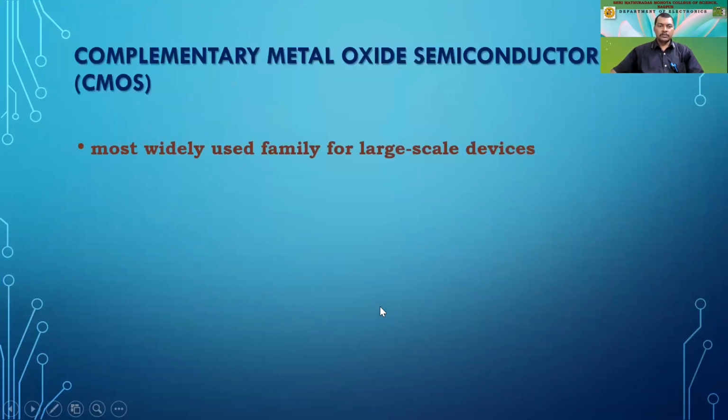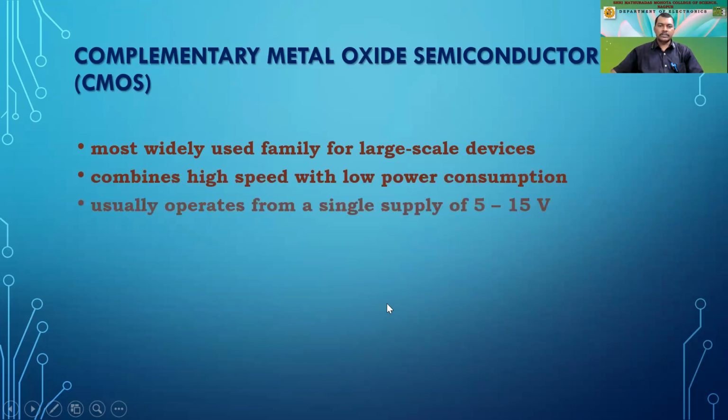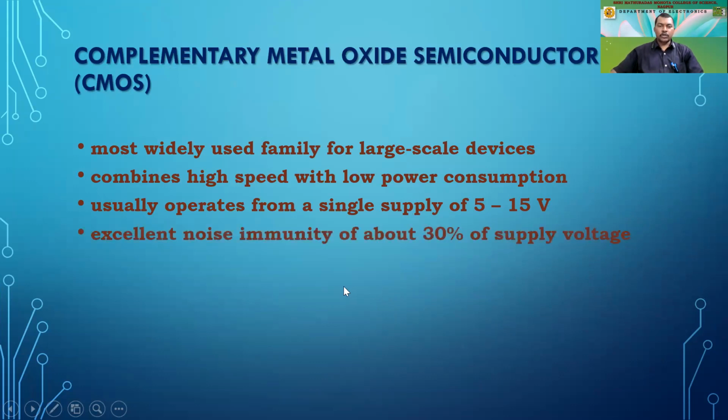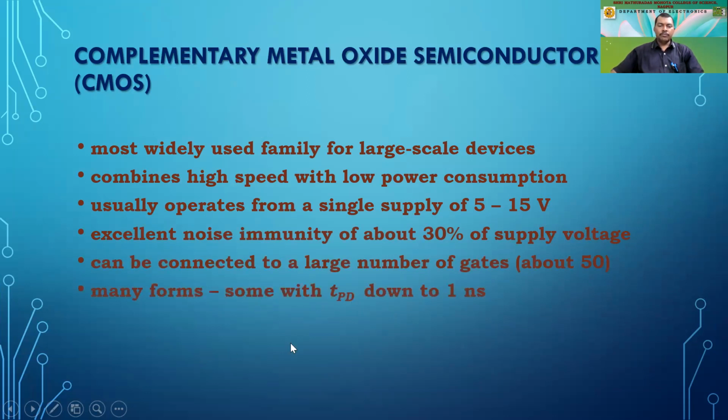CMOS is the most widely used family for large scale devices, combining high speed with low power, and usually operates from 5 volts to 15 volts. Excellent noise immunity, about 30% of supply voltage, and it can be connected to a large number of gates, about 50. Many forms, some with propagation delay of around 1 nanosecond, and the power consumption is low, around 1 milliwatt.